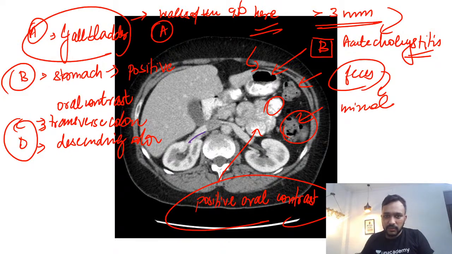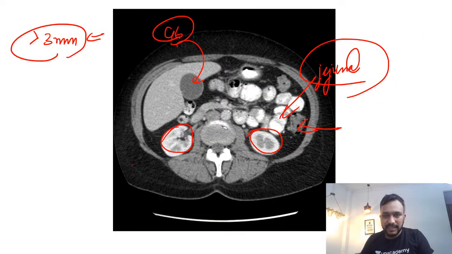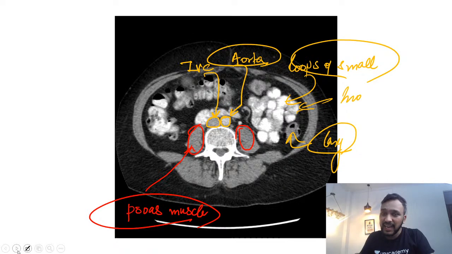And guys, these are the two renal veins which are draining into the IVC. Okay. Then guys, we have the jejunal loops here, and we can see that the valvulae conniventes of the jejunal loops are more prominent than the valvulae conniventes seen in the ileal loops. And also remember that the contents of the large bowel loops are heterogeneous, and the contents of the small bowel loops are more homogeneous.